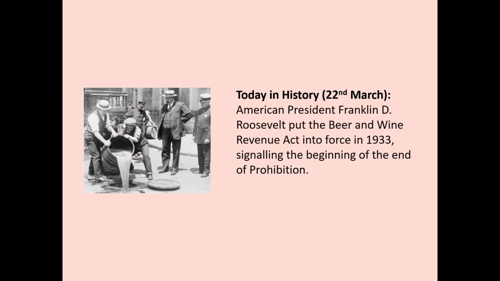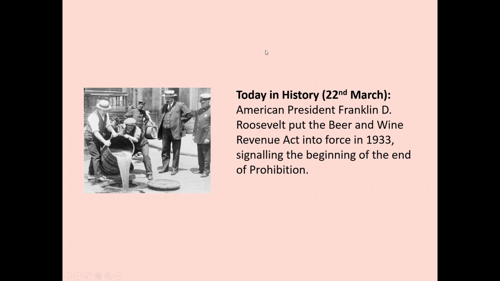But before we do that, time for today's Today in History. So it's Sunday the 22nd of March, and that means that our Today in History is to do with Prohibition, the roughly 10-year period in which the sale of alcohol was banned in the United States. And on this day in 1933, the President put in a law allowing the sale of beer and wine, and this essentially was the law that began the end of Prohibition in the United States.